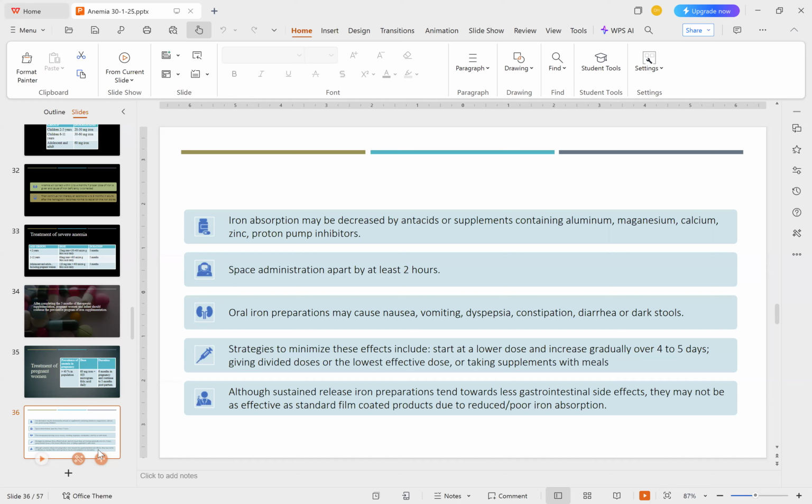Oral iron preparations may cause nausea, vomiting, dyspepsia, constipation, diarrhea, or dark stool. Strategies to minimize these effects include starting at a lower dose and increasing gradually over 4 to 5 days, giving divided doses at the lowest effective dose, and taking supplements with meals. Although sustained release iron preparations trend towards less gastrointestinal side effects, they may not be as effective as standard film coated products due to poor iron absorption.